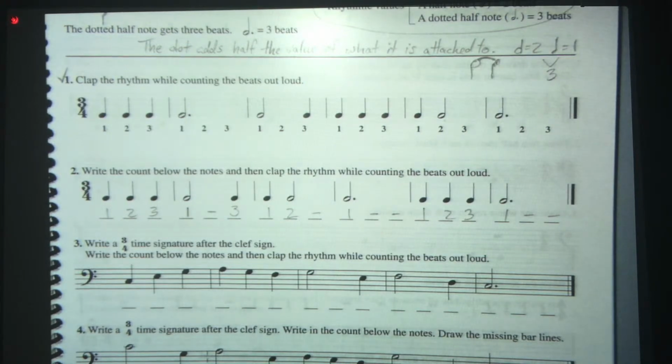1 and 2 and 3 and 1 and 2 and 3 and 1 and 2 and 3 and.